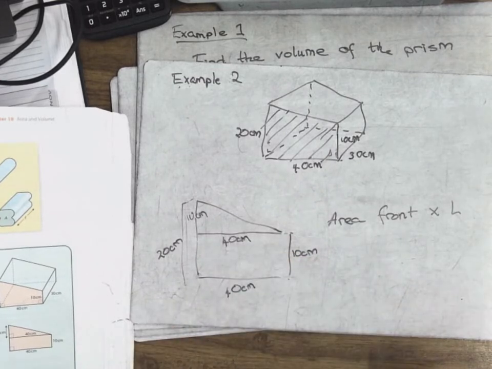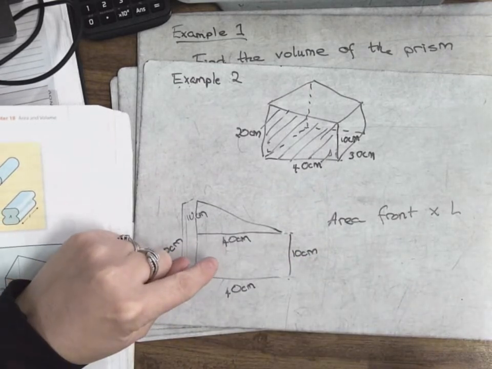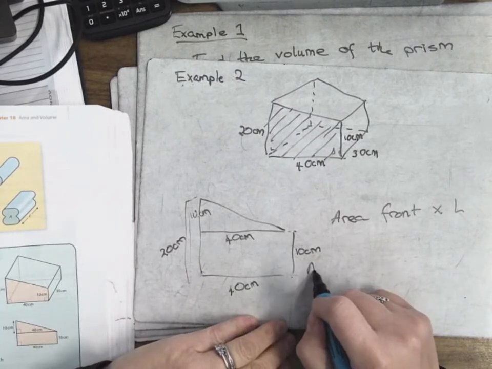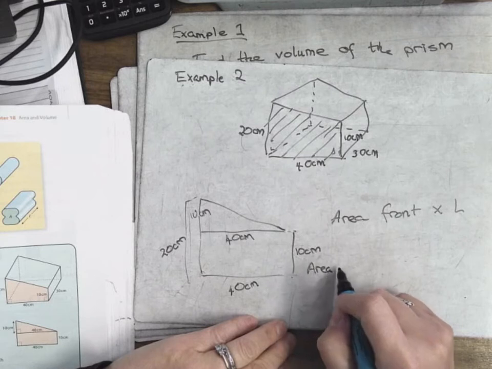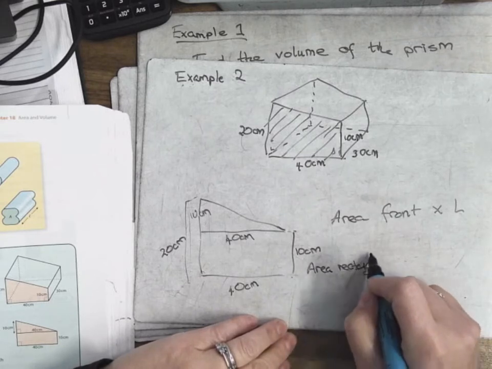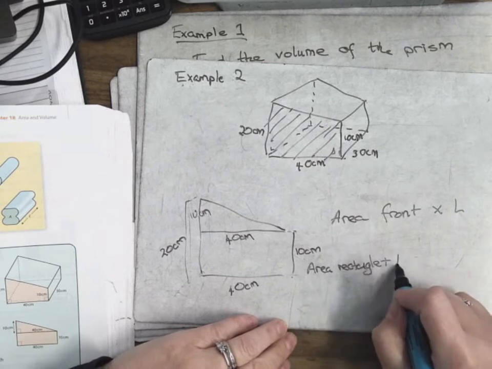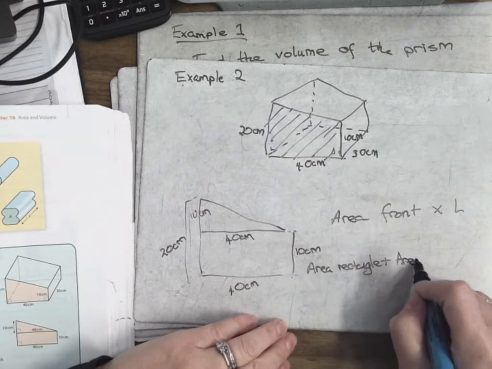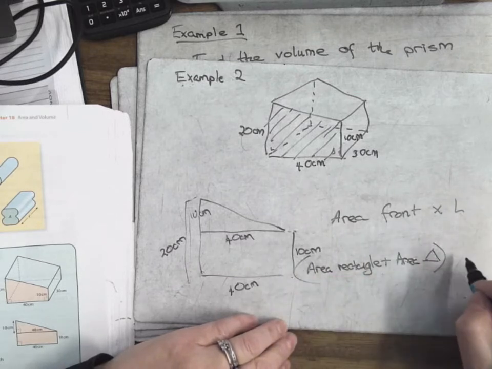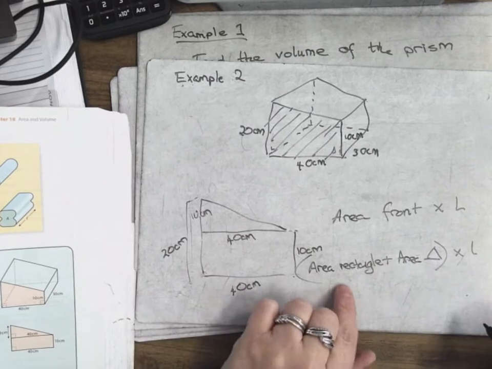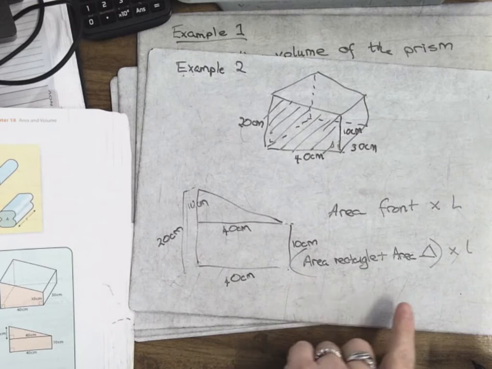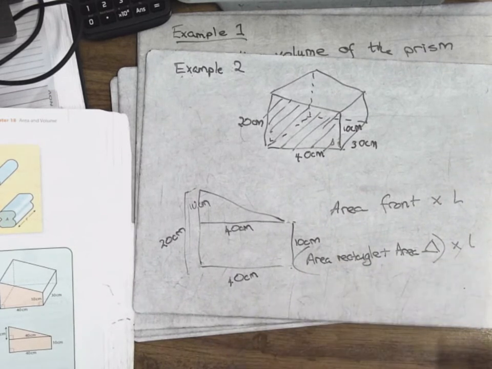So in order to get the area of the front, girls, I have to do it separately. I have to do a rectangle and a triangle. So the area of the front is the area of a rectangle plus the area of a triangle. I'm just going to draw a little triangle instead of writing the word. Okay, so the area of the front is, get the area of the rectangle and add on the area of the triangle. Okay, and once you have the area of the front, you multiply it by the distance back.